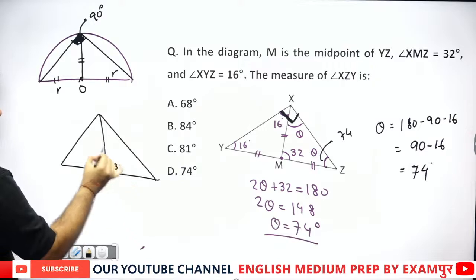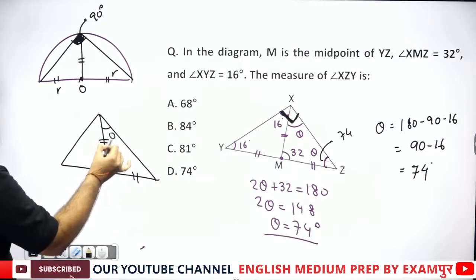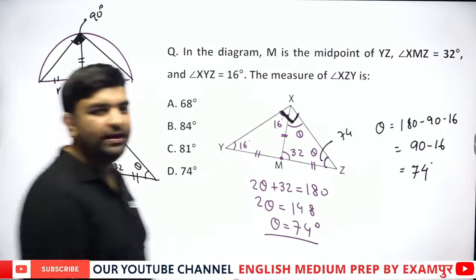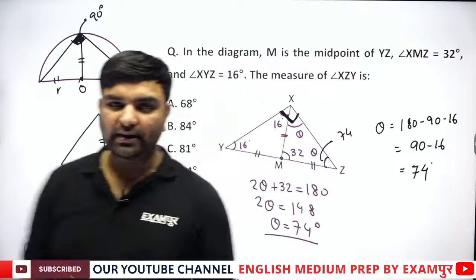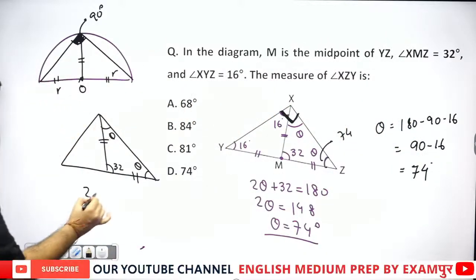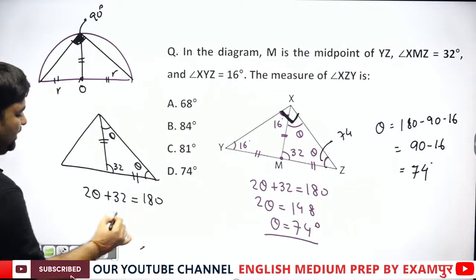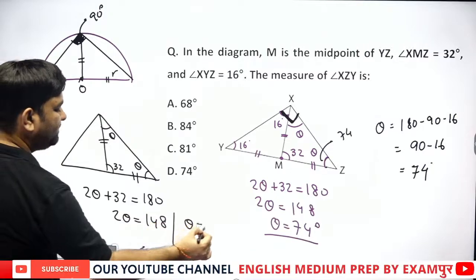32. This side is equal to this side. Assume this angle as theta. If two sides are equal, then the angles opposite to them are also equal. So assume them theta and theta. You will say, sir, 2 theta plus 32 is equal to 180. So 2 theta is 148. Theta is 74.